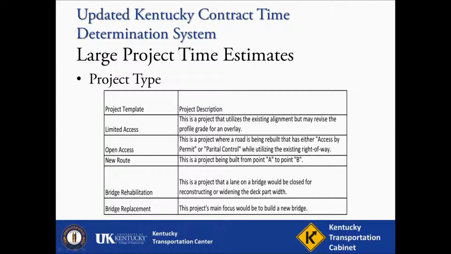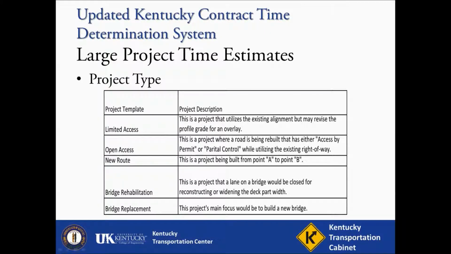Open access is the reconstruction of a permitted or partially controlled alignment using existing right-of-way. A new route is a complete new alignment construction of a project. A bridge rehab project may require existing bridge closure or partial closures for widening or deck repairs. And lastly, the bridge replacement, which would include the construction of a new bridge.